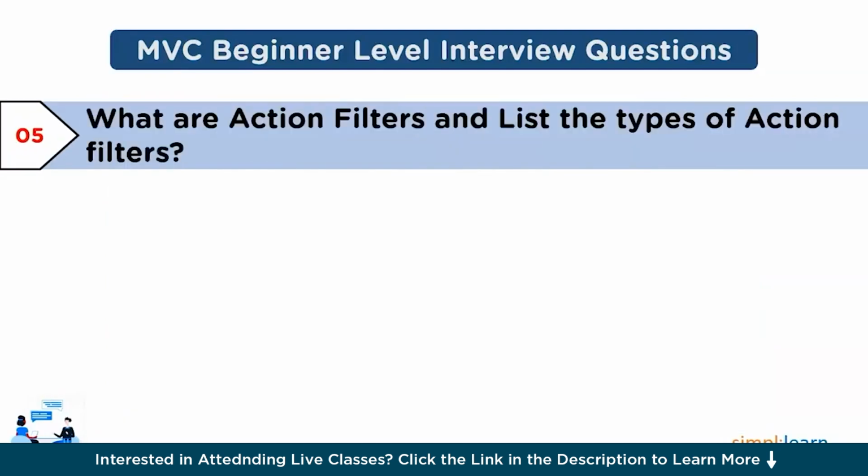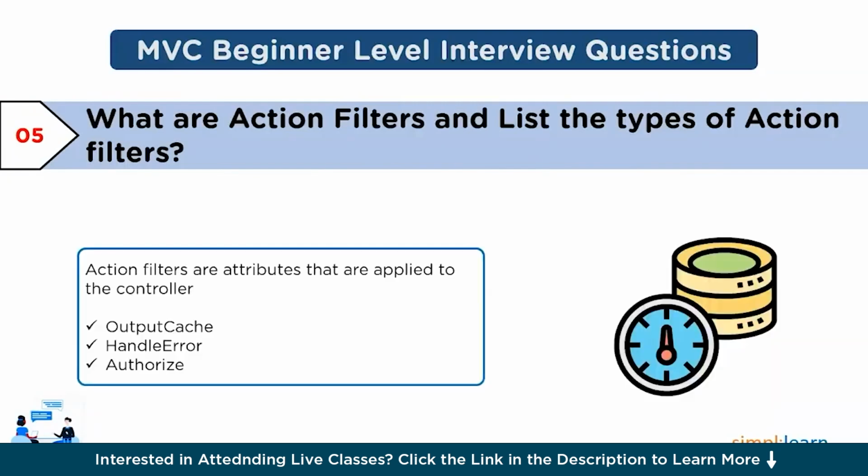What are action filters, and list the types of action filters? Action filters are attributes that apply to the controller or a controller action that helps in modifying the executed actions. MVC framework includes several actions. Some of them are output cache. Output cache caches the output of a controller at a specific time. Handle error. Handle error handles the error when it executes an action. Authorize. Authorize enables you to restrict access for a control.